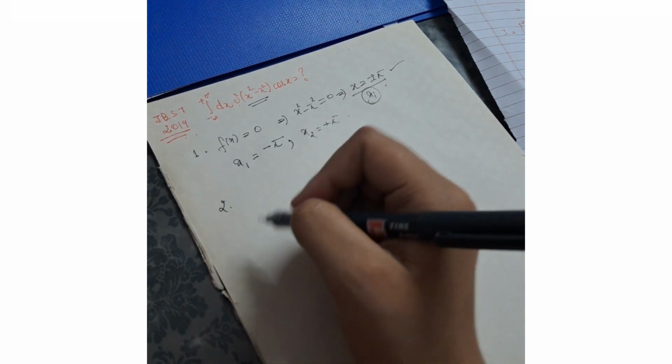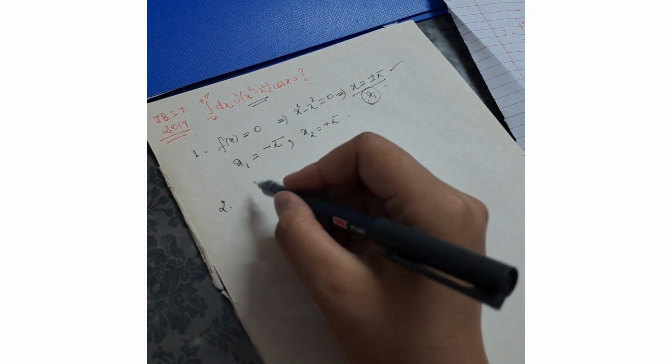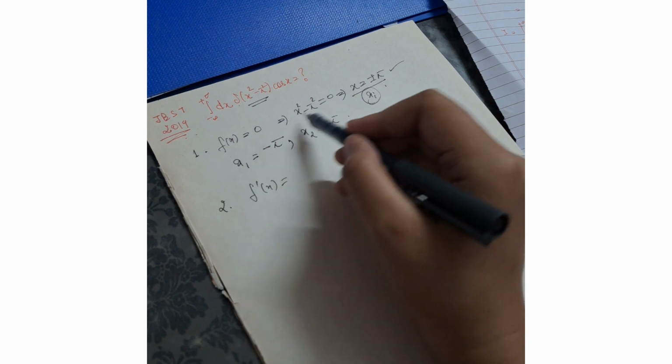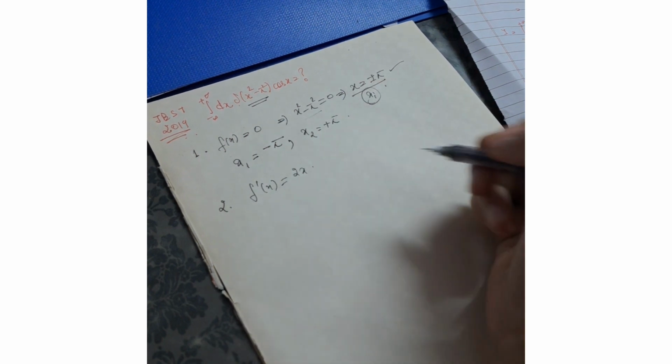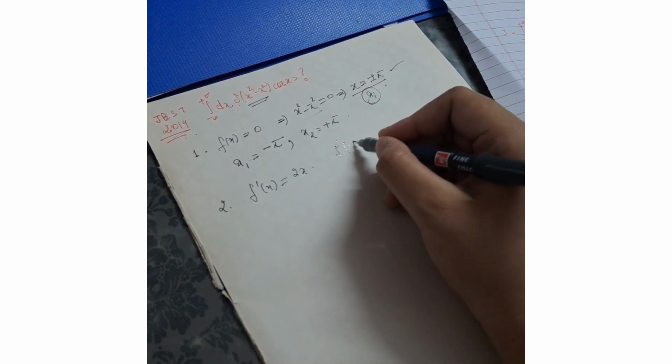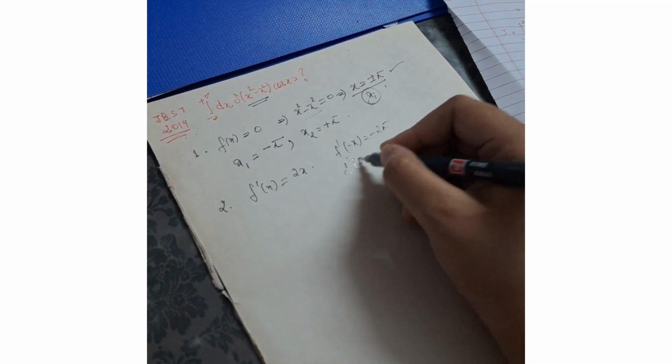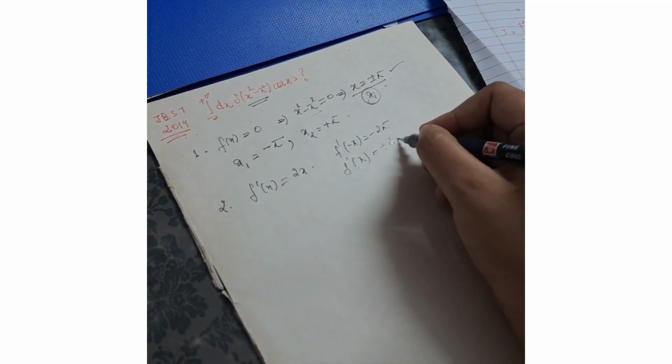Now step 2. Let us evaluate f dash x. So f dash x is equal to 2x. So f dash minus pi will give us minus 2 pi and f dash pi equals to plus 2 pi.